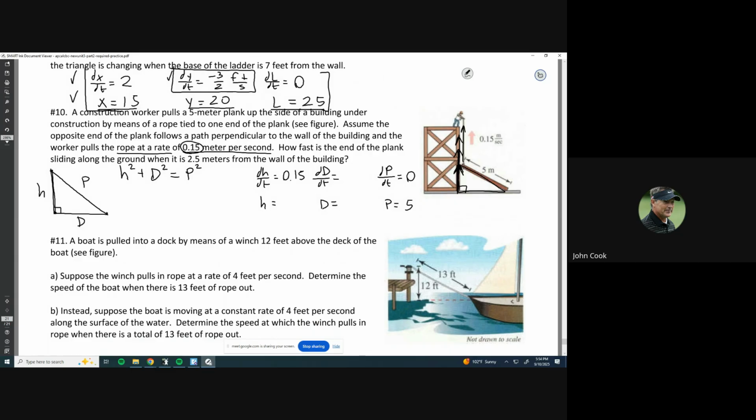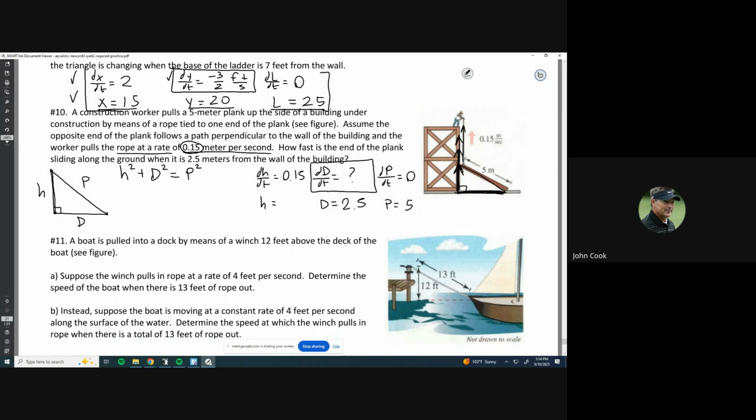And then it says how fast is the end of the plank sliding. Well, this is probably the rate that we're looking for. We're probably looking for this guy right over here. So that's our target. And then how fast is the end of the plank sliding along the ground when it is 2.5 meters from the building. So that's this distance away from the building. So that means that D is going to be 2.5.